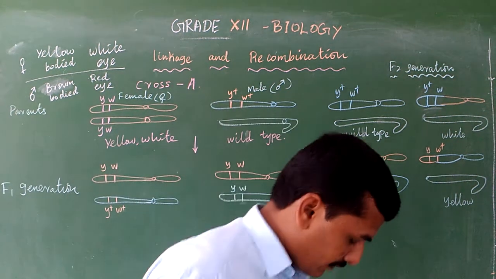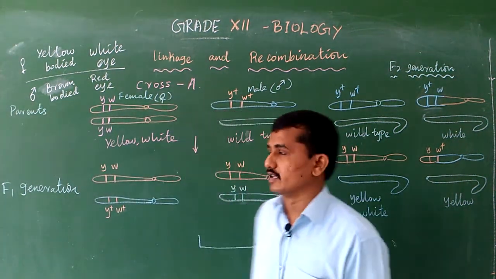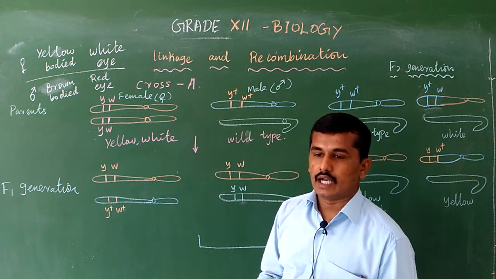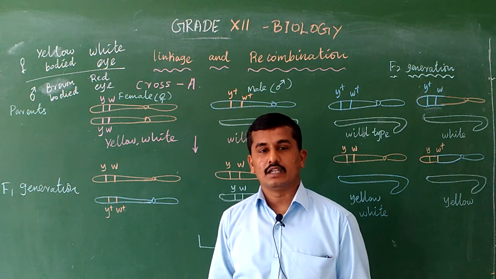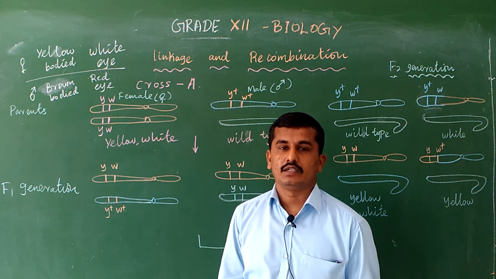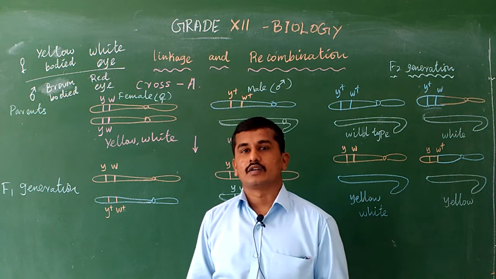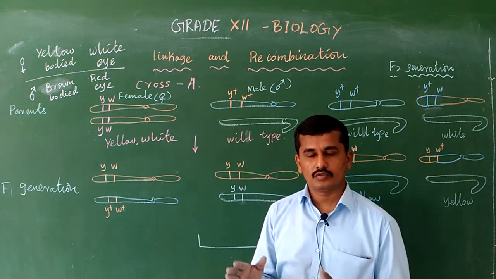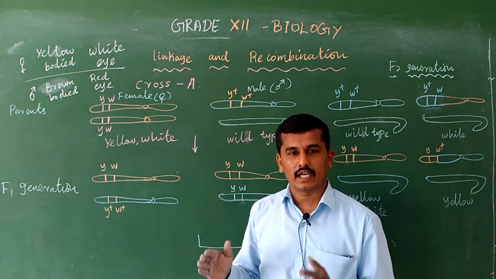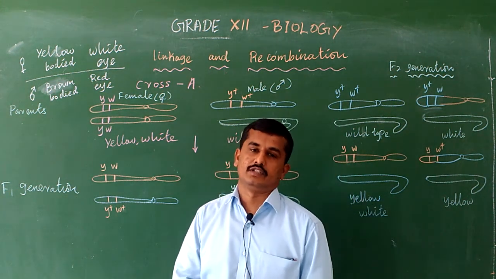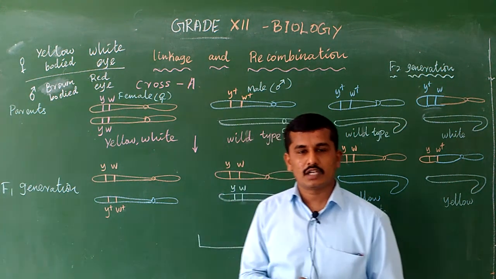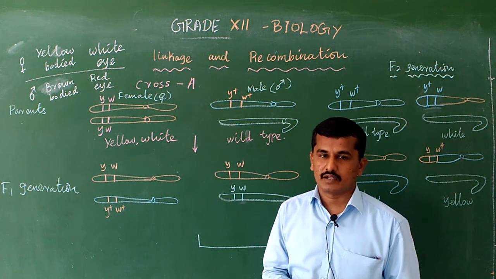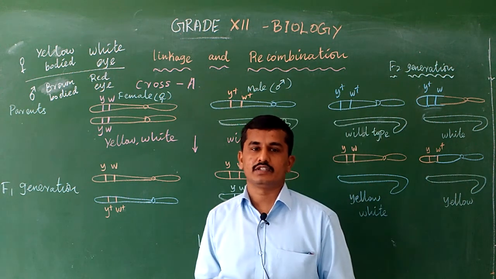Then, experimental verification of the chromosomal theory of inheritance. Experimental verification is how T.H. Morgan experimentally proved that chromosomes are the only hereditary substance. Chromosomes alone carry characters from one generation to the next generation. Normally, T.H. Morgan selected Drosophila melanogaster for his research.